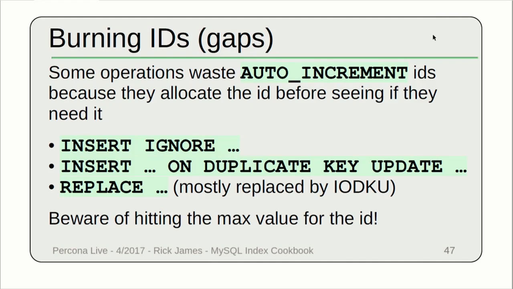A subtlety about auto increments and several different kinds of operations: you need to keep an eye on the max value of that field, because it could go wild. It could overflow. And here are some ways that it might overflow. INSERT IGNORE first grabs the IDs that it might need, and then says, oh, I didn't need them all, I'll waste them. Ditto, ditto.